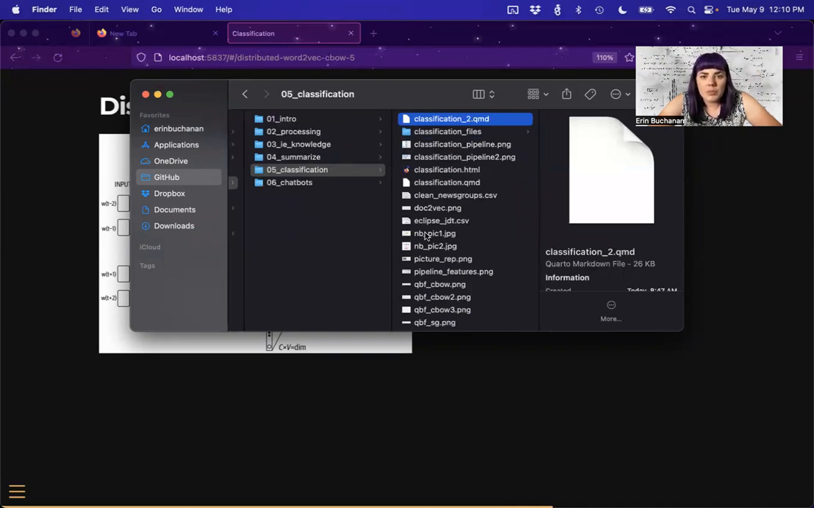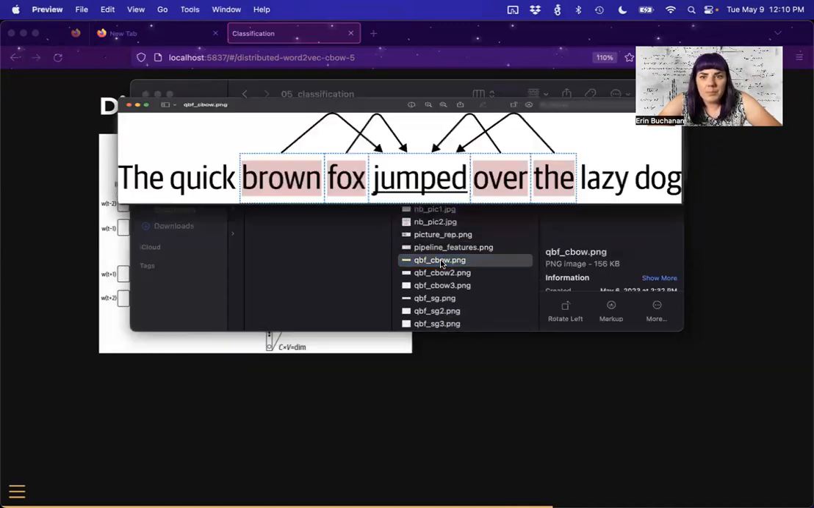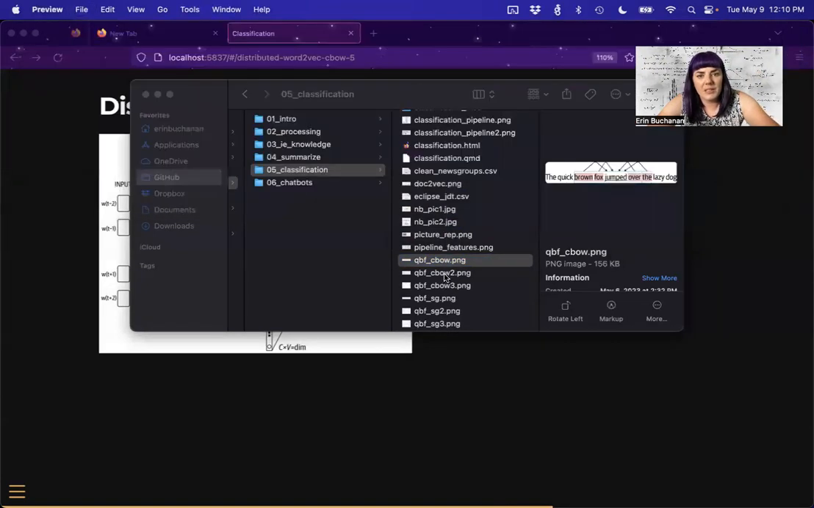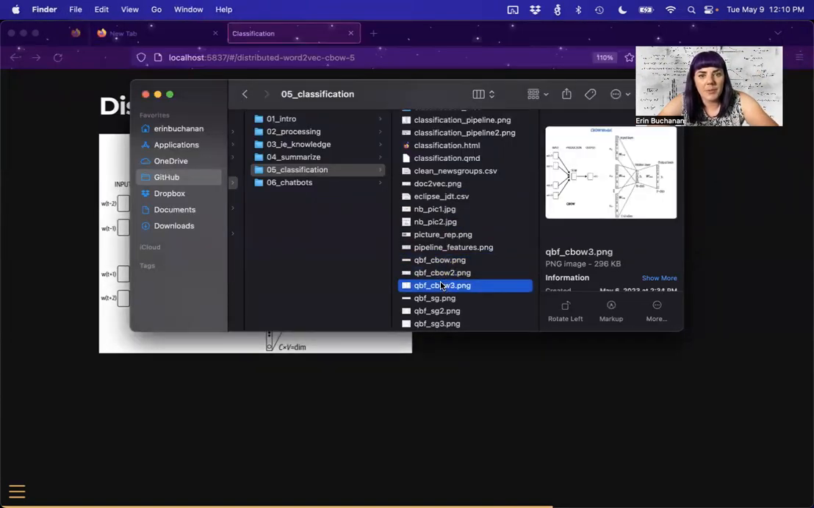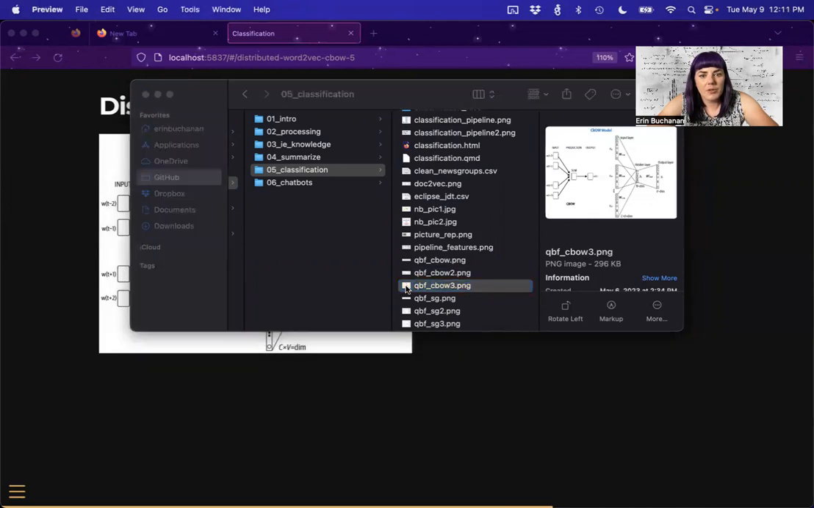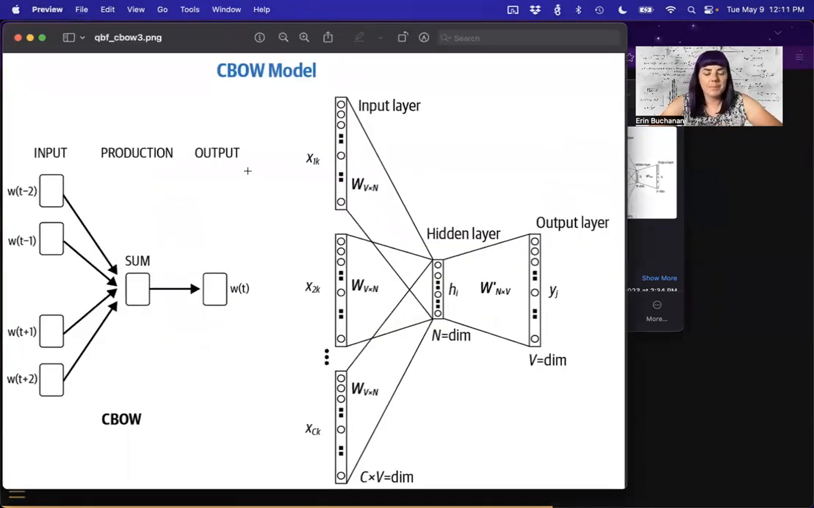Ooh, CBOW 1. Nope, just kidding. CBOW 2. How about CBOW 3? All right, that's a little bit bigger.